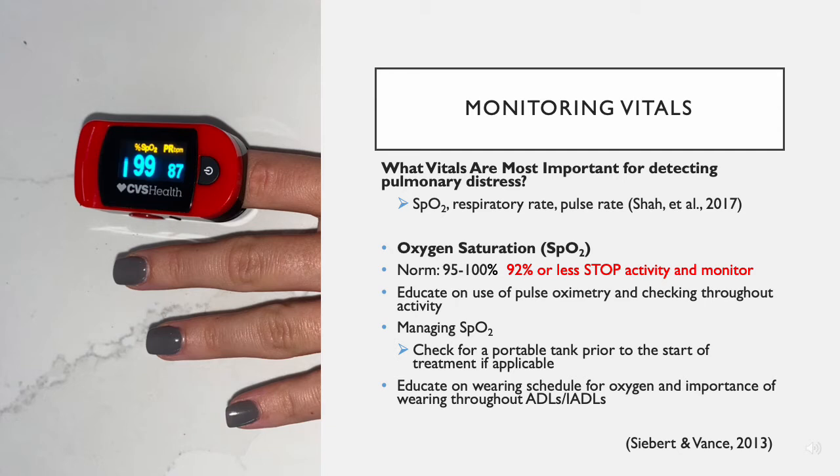If somebody is on liters of O2, make sure that you have a portable tank prior to the start of treatment, and also educate the patient on a wearing schedule and the importance of wearing their oxygen throughout ADLs and IADLs, if applicable, such as during their showers or when getting dressed. Just making sure they are abiding by what they need in order to maintain that lung capacity.